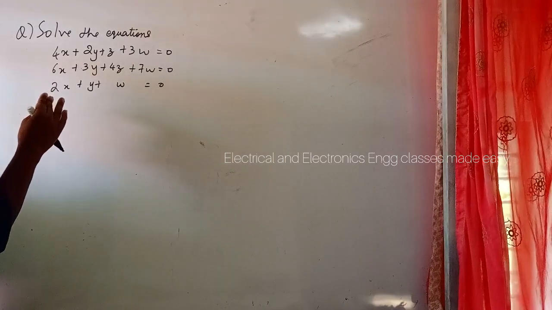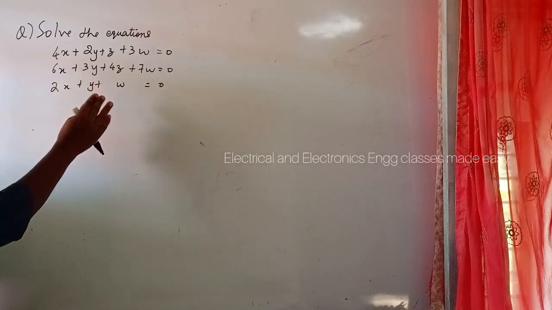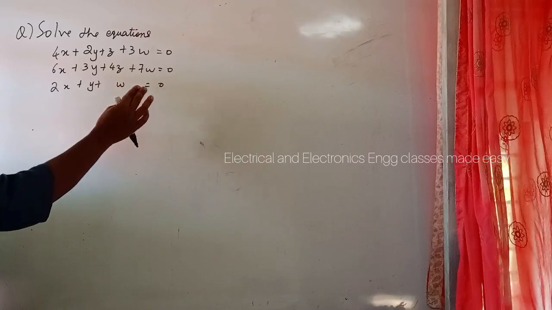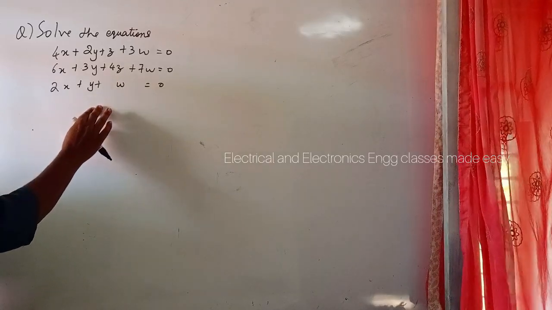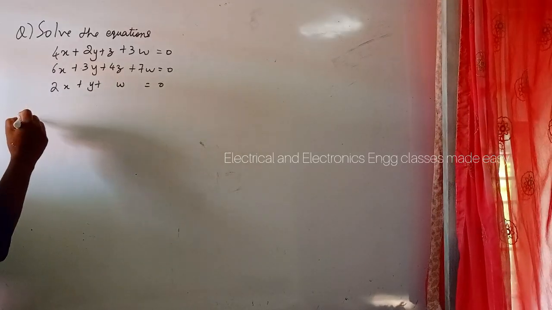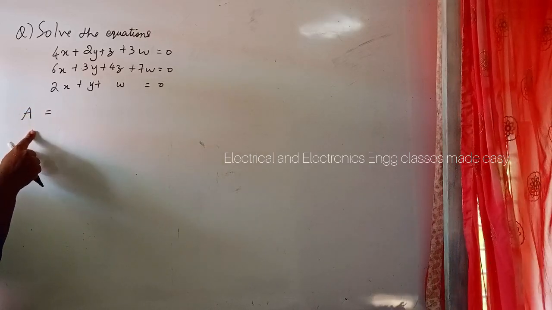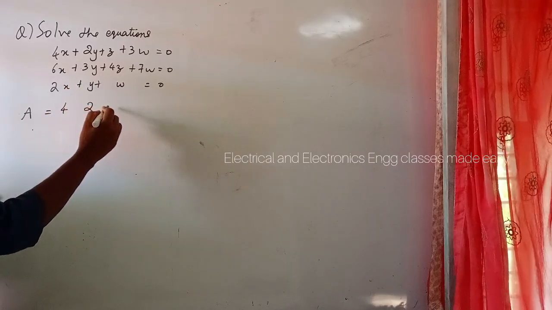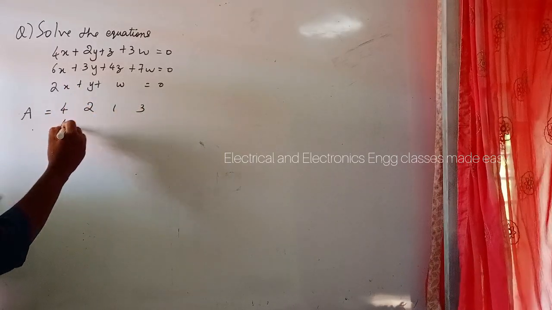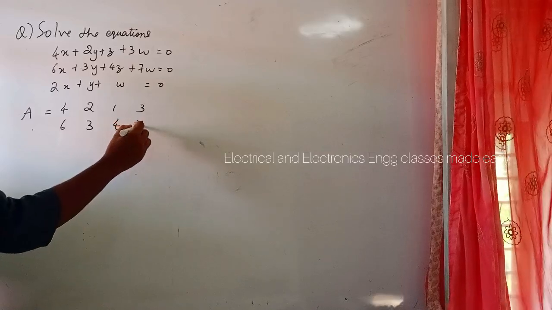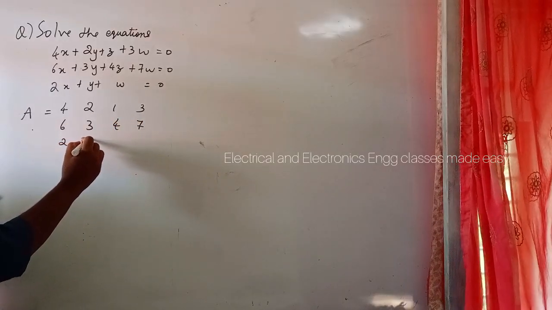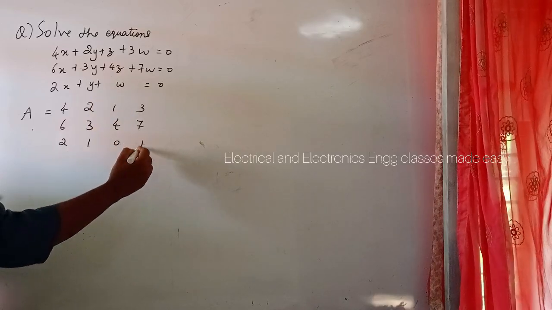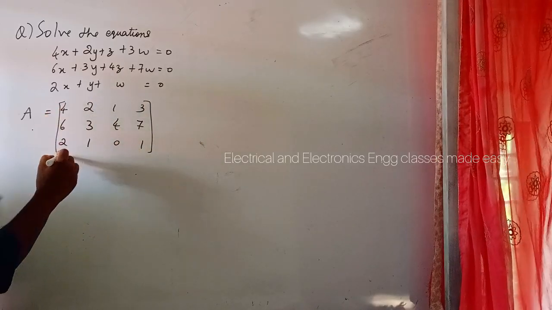First one is solve the equations 4x plus 2y plus z plus 3w equal to 0, 6x plus 3y plus 4z plus 7w equal to 0, 2x plus y plus w equal to 0. So our first step is write the coefficient matrix. So A is equal to 4, 2, 1, 3, 6, 3, 4, 7, 2, then 1. Here no coefficient of z, so 0, then 1. So this is coefficient matrix A.